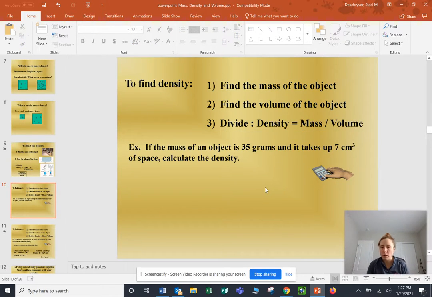Mass divided by volume. So I want you guys to try this right now. Get out your cell phone calculators. If the mass of an object is 35 grams and it takes up 7 centimeters cubed of space, calculate its density. Do that now.